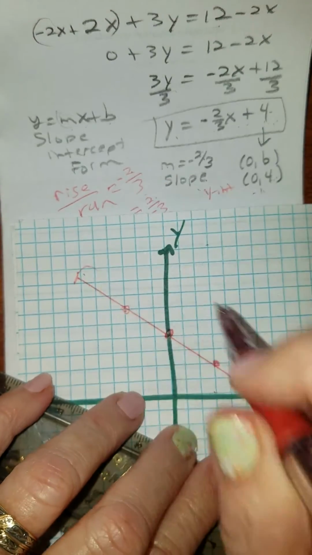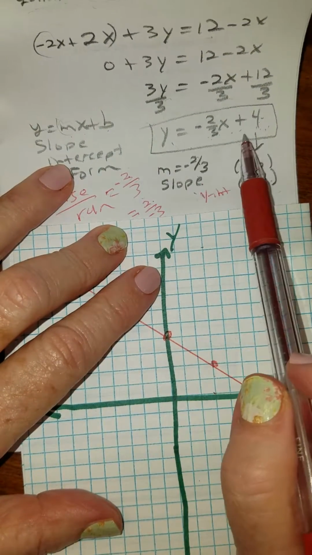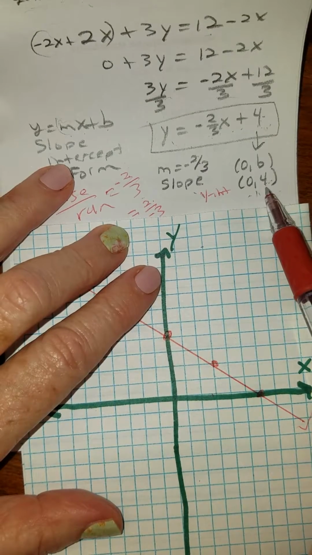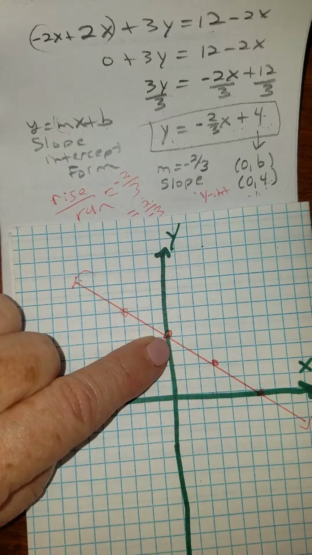And there's a graph of your line. So when it's written in this form, it's so nice because you already know the point, a y-intercept, and you know the slope, and you can find the second point that easily.